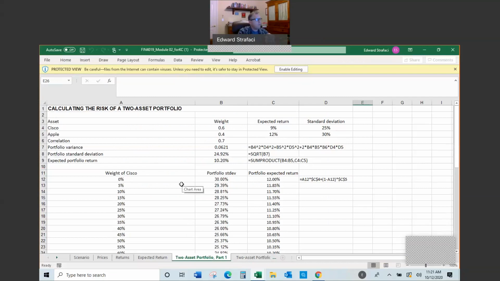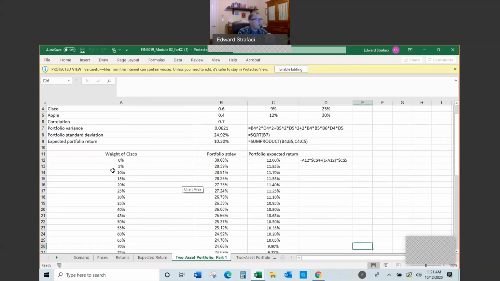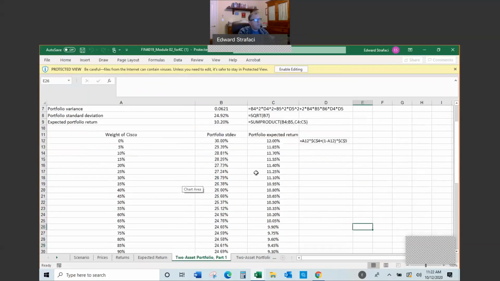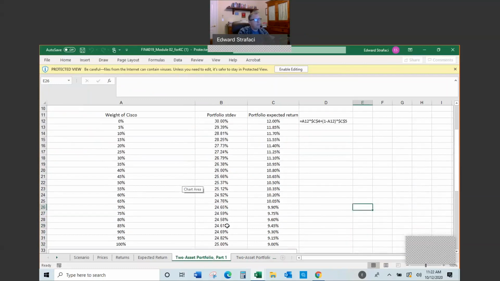So when I look at a 2-asset portfolio, I know the weight of Cisco, so by proxy, I know the weight of Apple, because if I have 5% of Cisco, then I have 95% of Apple. And notice as I keep varying my weights, my portfolio expected return varies with my level of standard deviation. In other words, for me to get more return, I have to take on more risk.